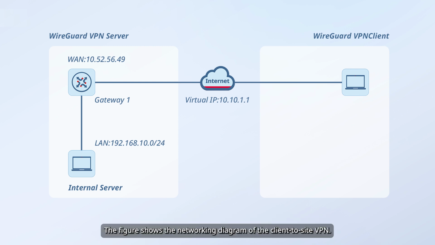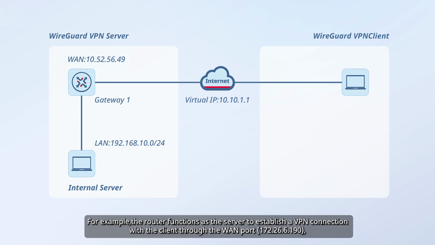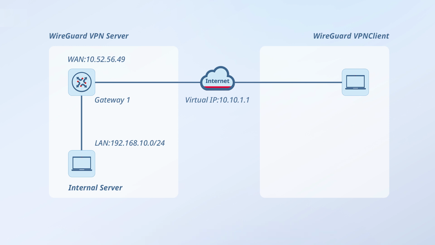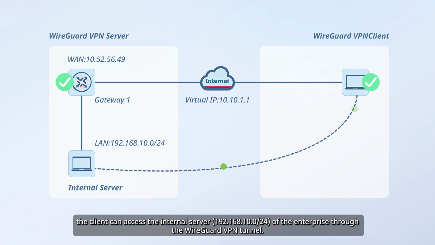The figure shows the networking diagram of the client-to-site VPN. For example, the router functions as the server to establish a VPN connection with the client through the WAN port, and the virtual IP address of the WireGuard VPN tunnel is 10.10.1.1. After successful authentication, the client can access the internal server of the enterprise through the WireGuard VPN tunnel.